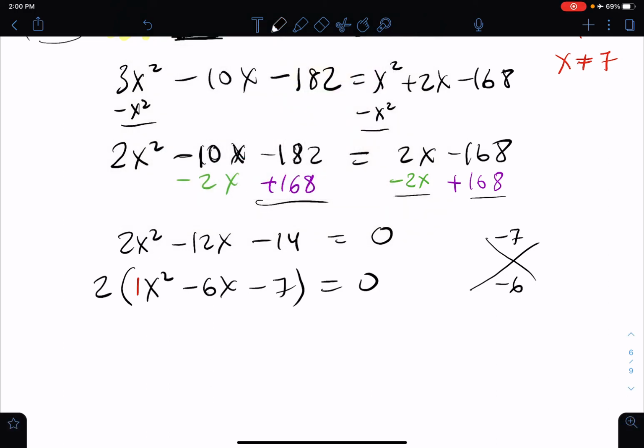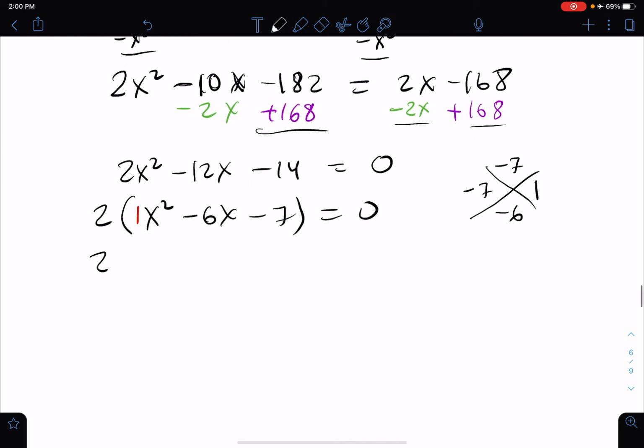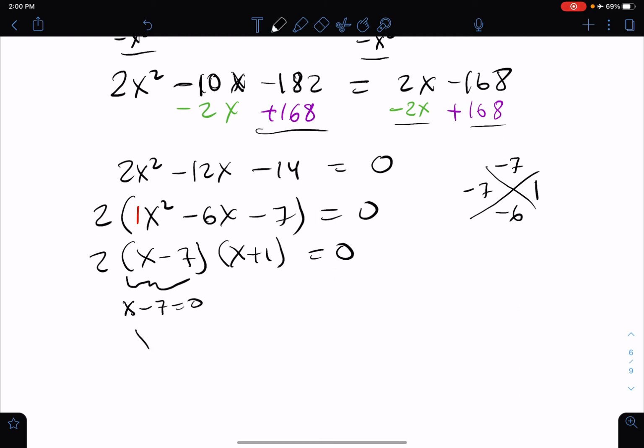And of course, negative 7 times a positive 1 is negative 7, and negative 7 plus 1 is negative 6. Yeah, so that worked out. So this will factor down to x minus 7 times x plus 1 equals 0. Therefore, we set x minus 7 equal to 0 to get an answer, x equals 7. We set x plus 1 equal to 0, so therefore we get x equals negative 1.